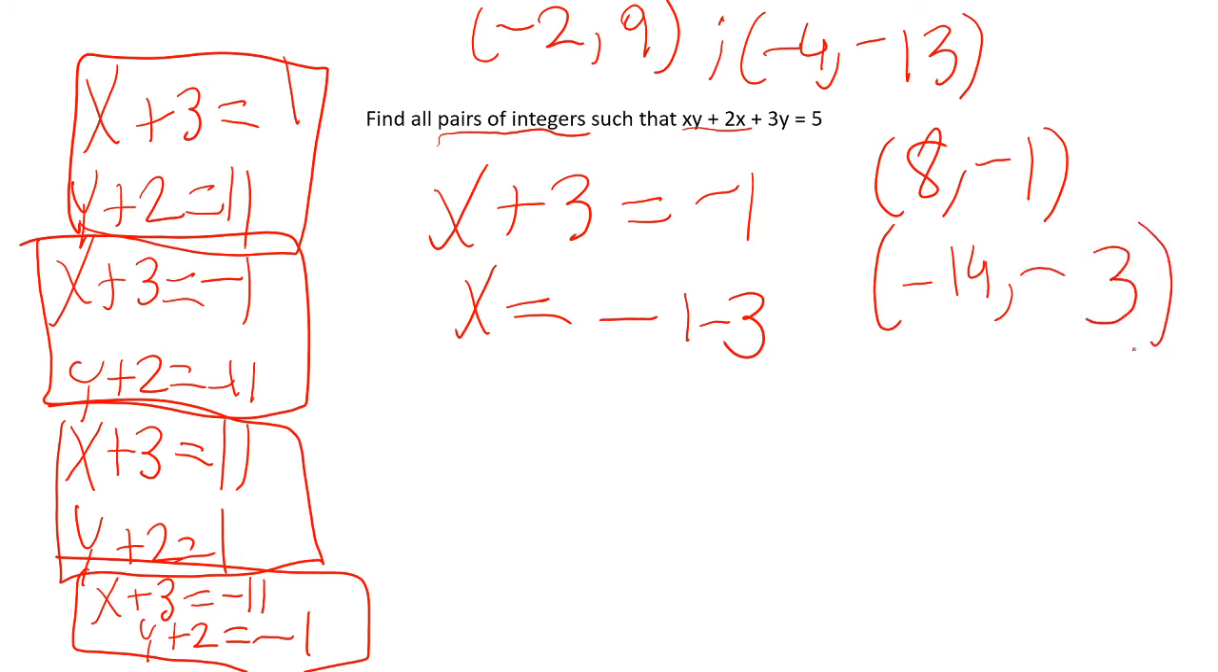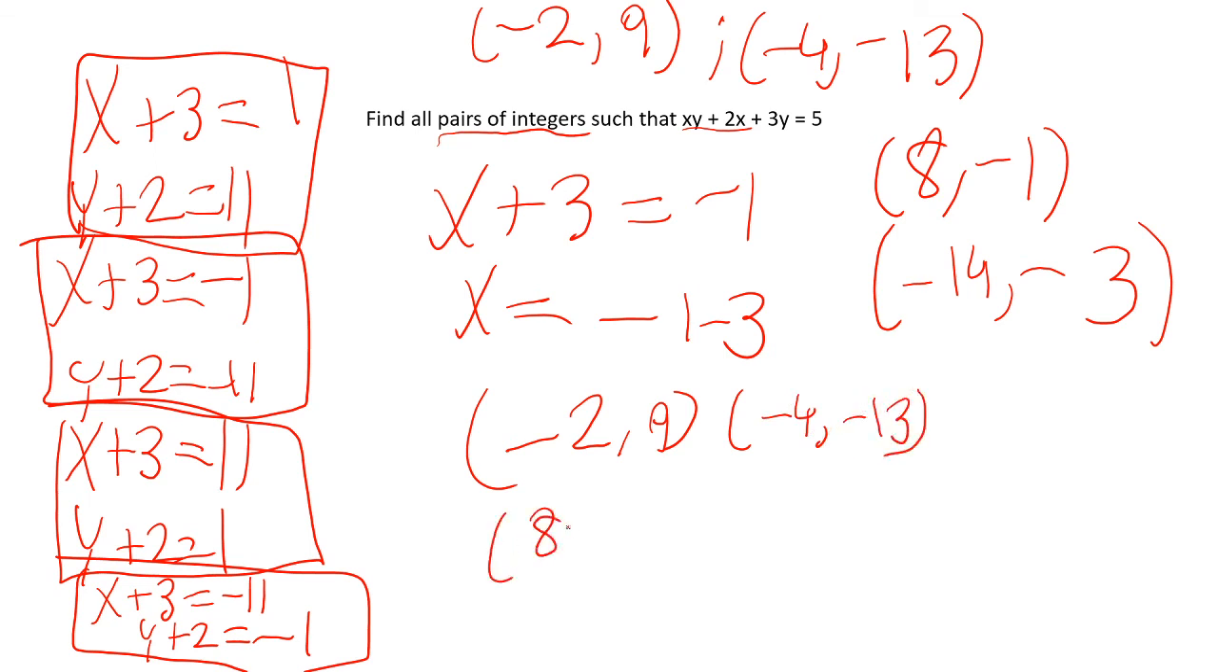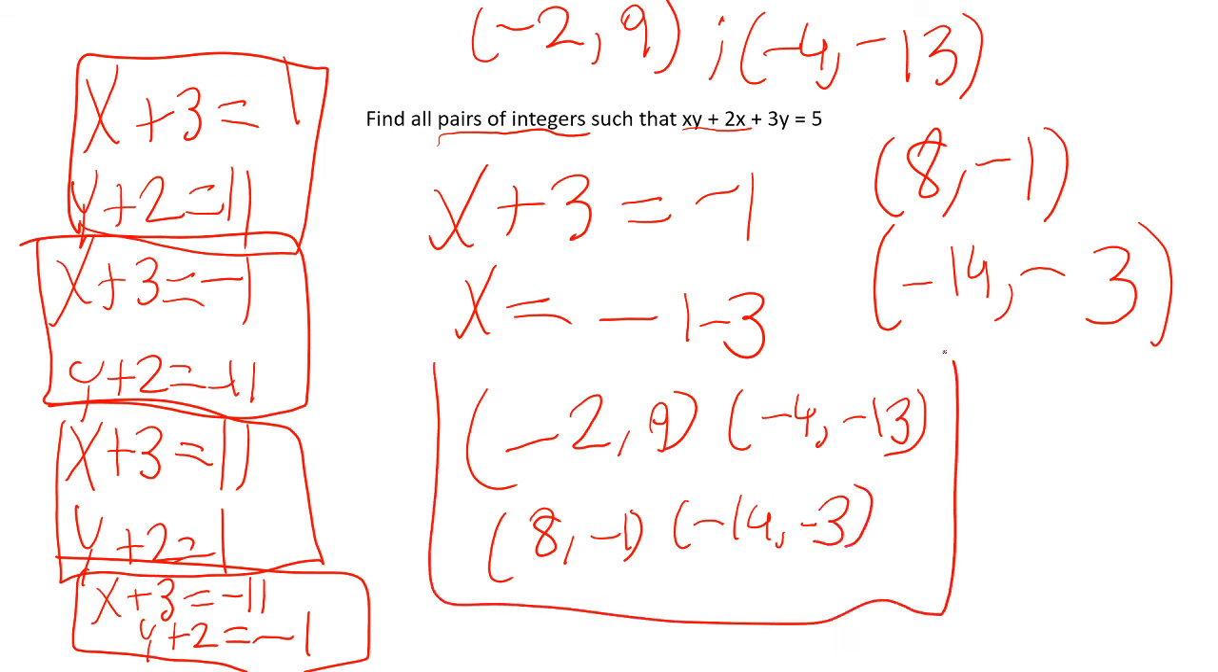And now we can see that we have some integer solutions to our problem: negative 2, 9; negative 4, negative 13; 8, negative 1; and negative 14, negative 3. These are all pairs of integers such that xy plus 2x plus 3y is equal to 5.